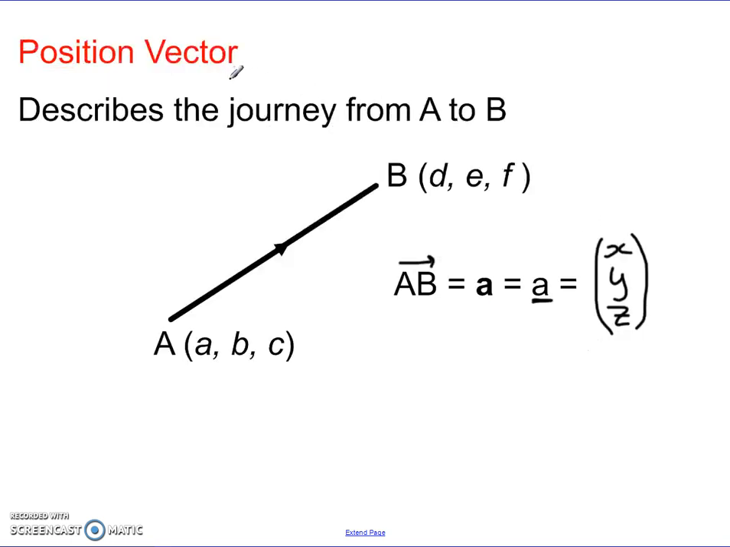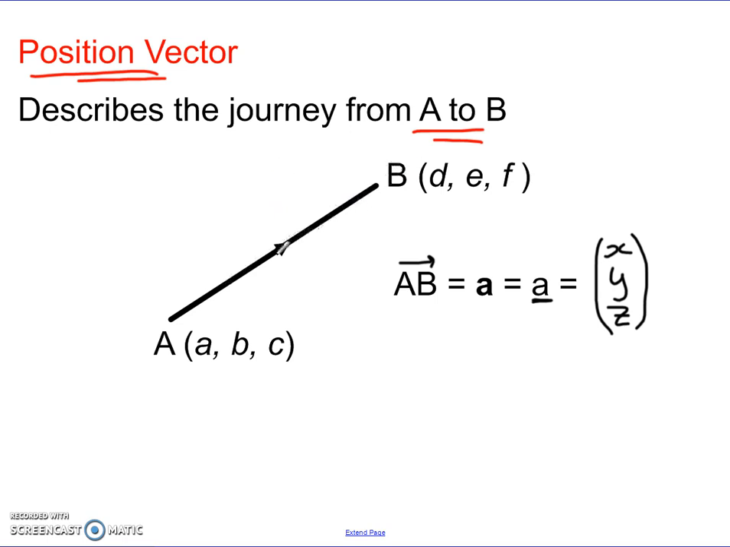When we're working with them, we also have to know that key concept I mentioned at the start, a position vector. Now a position vector is something which describes the journey from A to B. Now imagine I set up a scenario like this. I've got a point A and a point B, and I want to know what the vector between the two of them is, i.e. the journey between the two of these points.